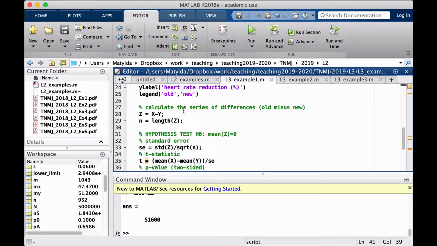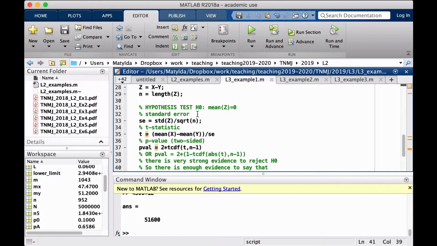So we calculate the series of differences, old minus new. z is x minus y. And then, of course, n is the length of that z, since we have an equal number of patients, because they are the same patients. So the n in our test is just the length of that vector.